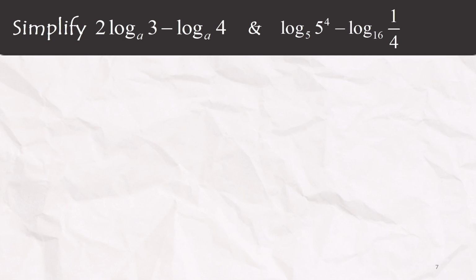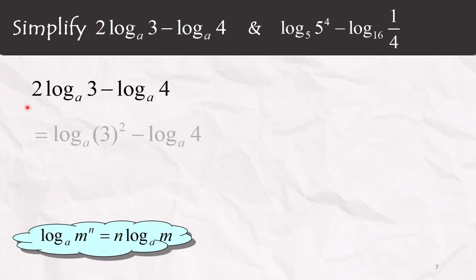Okay, so let's see how we can apply the power law in these two examples. In the very first one, there is the number 2 in front of the log function. By applying the power law, I'm able to bring this index to 3. So I have log base a of 3 squared minus log base a of 4. Since there is a minus, I know by now I'm able to apply the quotient law. To simplify this, I will be able to get 9 over 4.